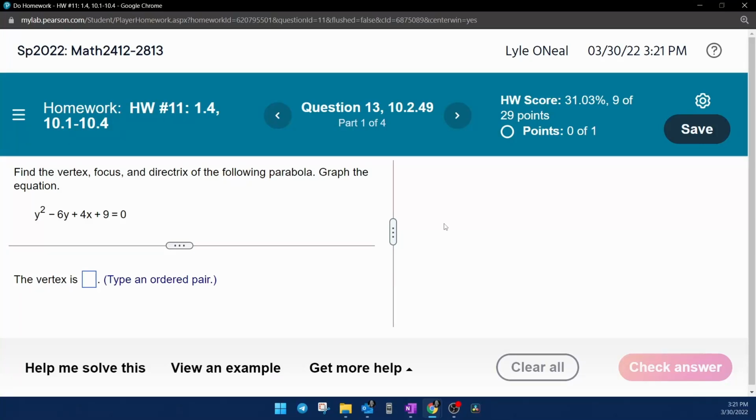All right, here we go. Question number 13 from our Precalculus, homework number 11 in MyLab Math. It says find the vertex, focus, and directrix of the following parabola. I want you to notice that this is given in general form. We probably need to convert to standard form.